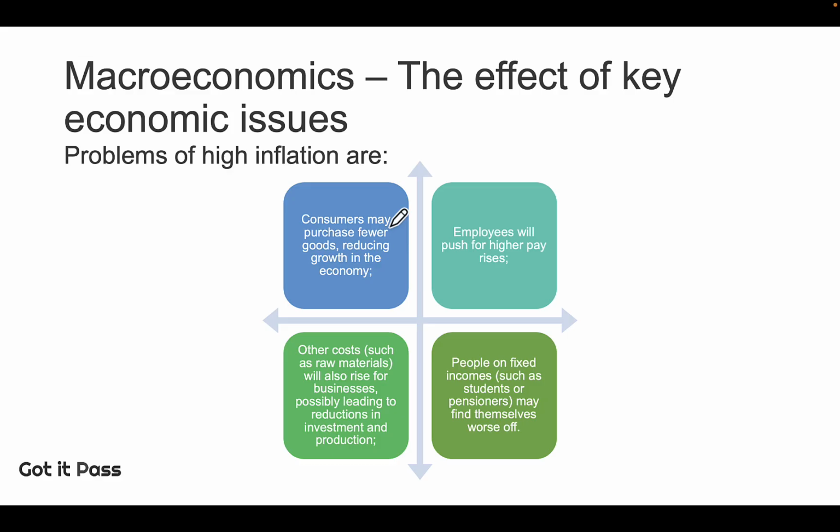And for those people relying on a fixed income, maybe students or pensioners or some age groups, they will hold back their consumption, because they don't know how high inflation will go, and they would like to keep their money to spend only on necessities, the so-called must-spend goods. They will find themselves worse off. So all these four problems of high inflation are critical and should be remembered.